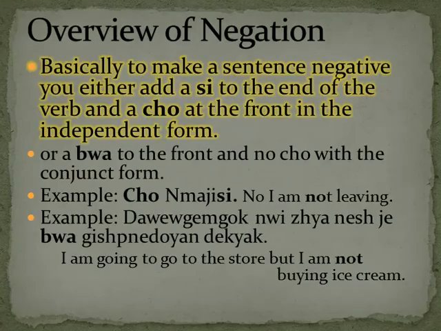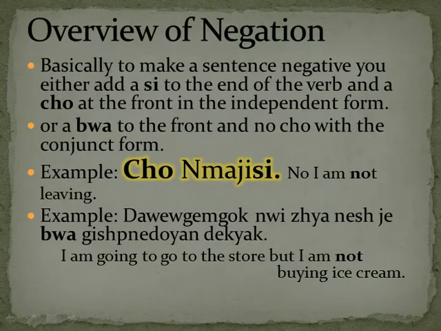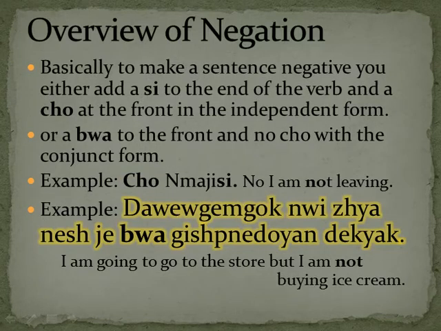Negation in Potawatomi. Basically, to make a sentence negative, you either add a C to the verb and a cho at the front in the independent form, or a bawa to the front and no cho in the conjunct form. For example, cho namaji si. No, I'm not leaving. Again, cho namaji si. A lot of times we'll kind of flow into that first n with that cho, so we'll say chon maji si. Another example in the conjunct one would be dawao gum gok nuijia nesja bawa gishpanadoyan dekyak.